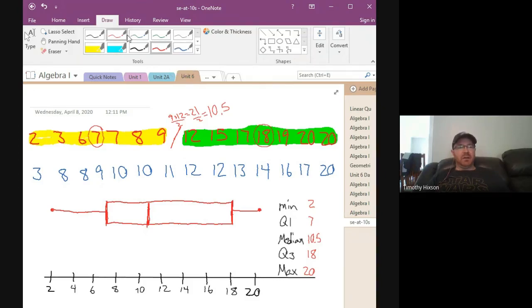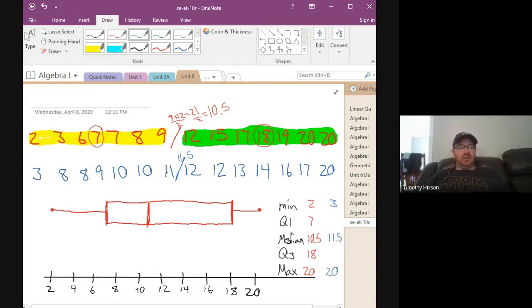Okay, I'm going to find the 5-number summary for the other set. The min is 3, the max is 20. Okay, the median, again, since I still have 1, 2, 3, 4, 5, 6, 7, 8, 9, 10, 11, 12, 13, 14 pieces of data, the median is going to be between the 7th and 8th piece. So between 11 and 12 is 11.5. All right, so that's my median.